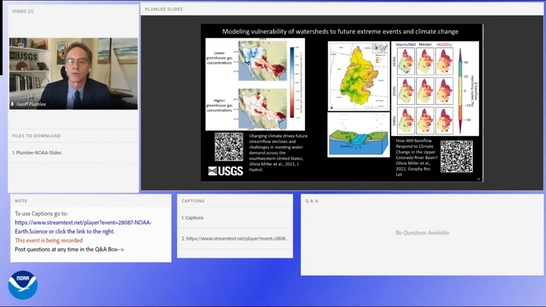We can also look at vulnerability of watersheds to see how they will respond to base flow. Base flow is what comes from the groundwater system during times of low water input from precipitation. This is a map of the Upper Colorado River Basin. And what you can see is that under various projected futures, different parts of the basin, the amount of water deficit and increased reliance on base flow will be expanding.